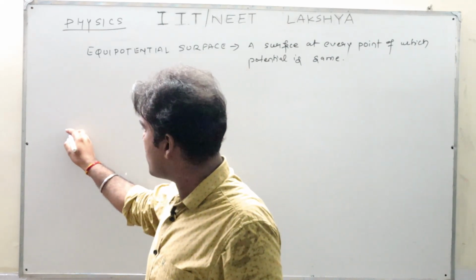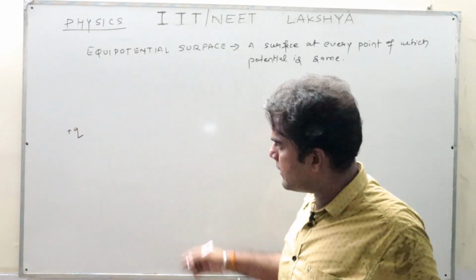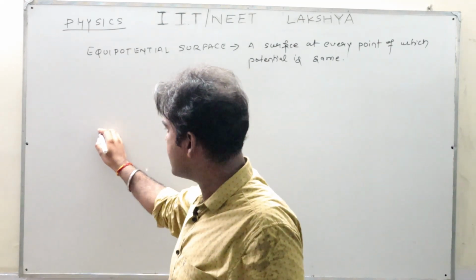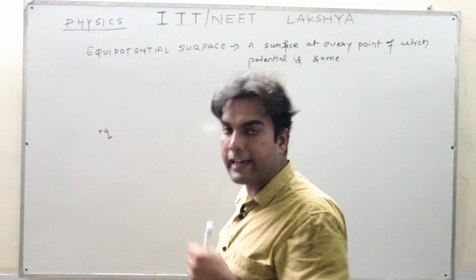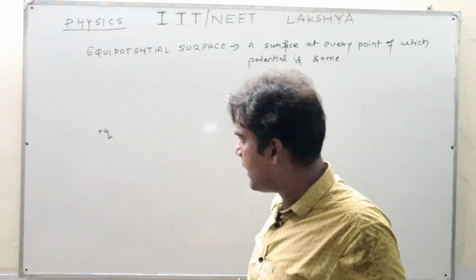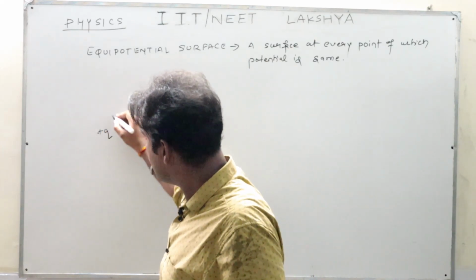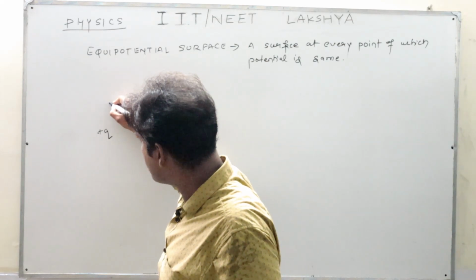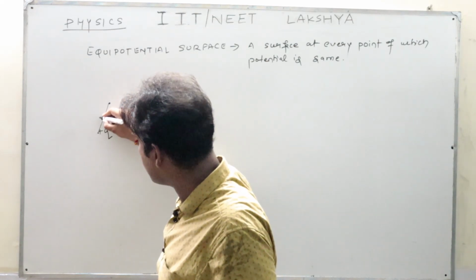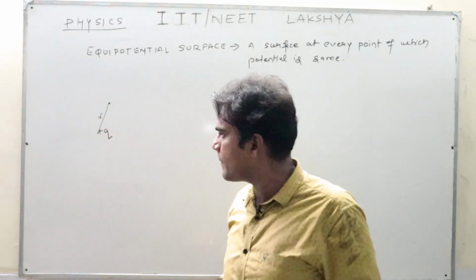Suppose you have a positive charge Q. Where are the electric field lines? The electric field lines will be directed away from it. Suppose at this point, at this distance r, what is the potential? KQ by R.